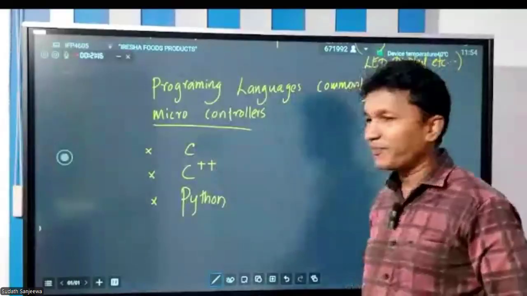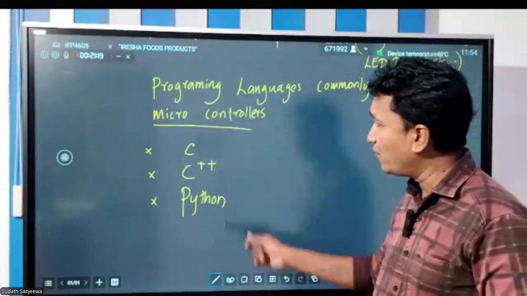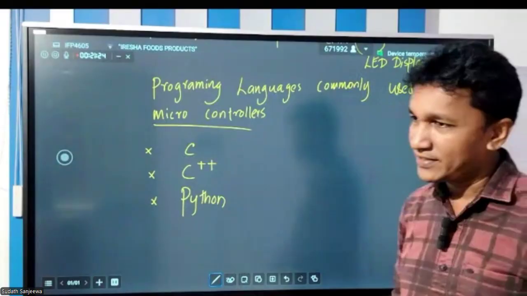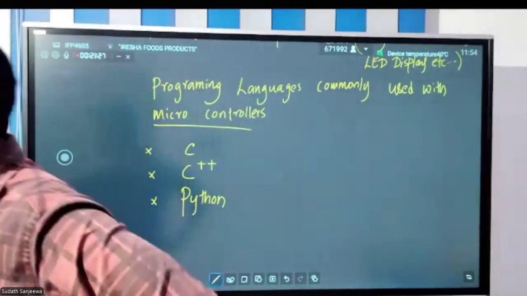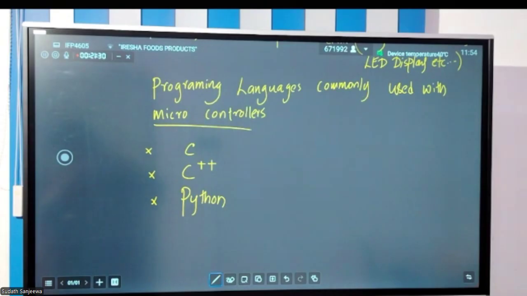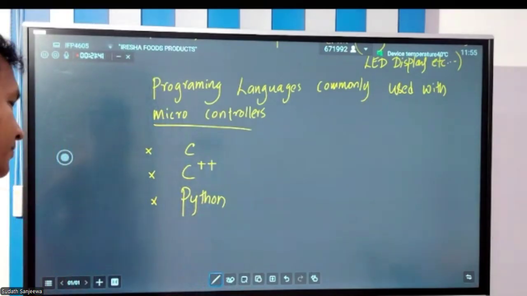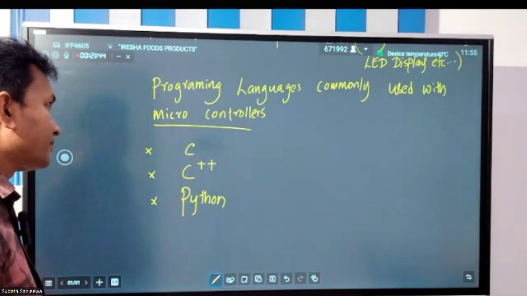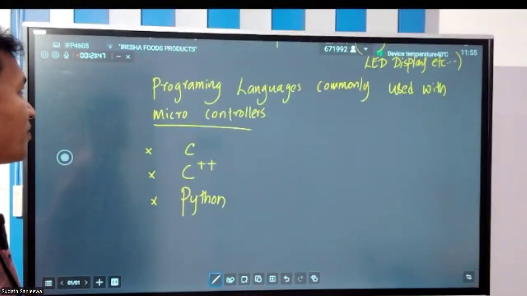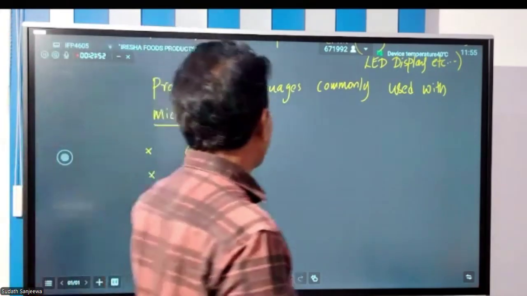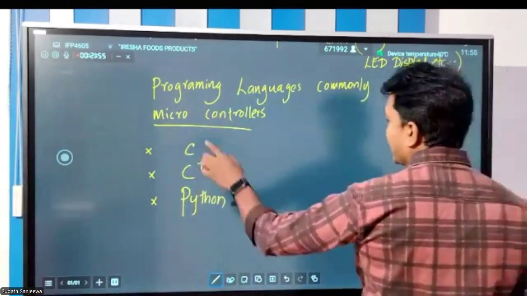C++, Python, these programming languages we use to program the microcontrollers. These can be given as examples: C++ and Python. Those are the programming languages commonly used with microcontrollers. So we program the microcontroller using these kinds of languages.